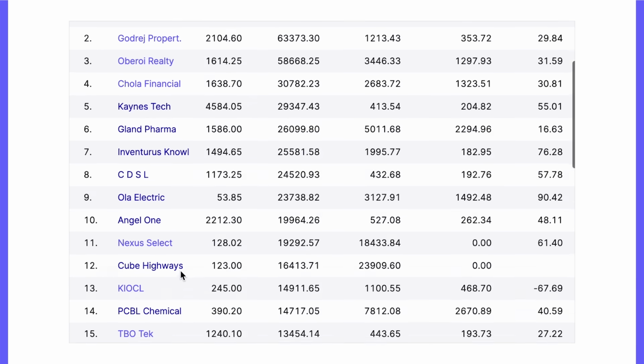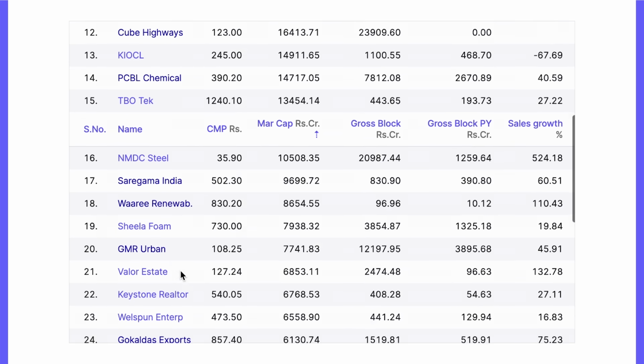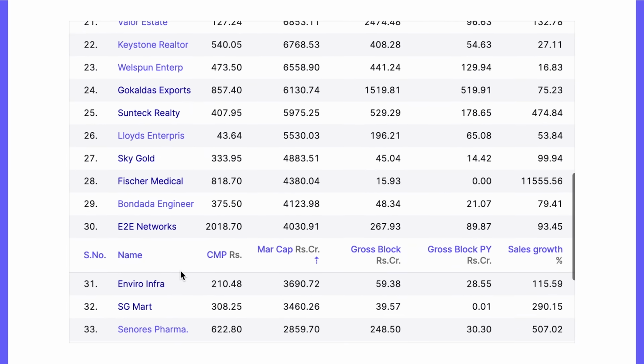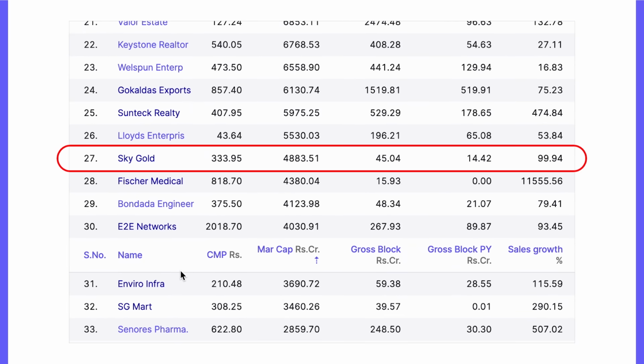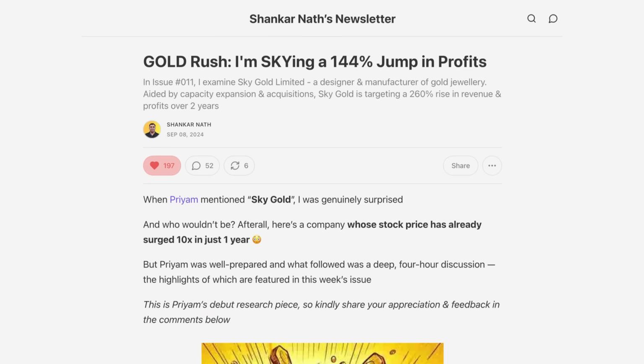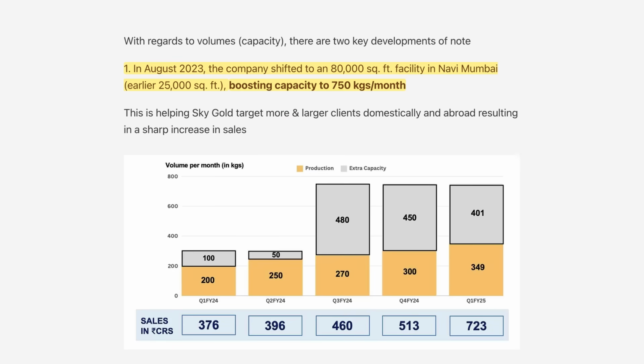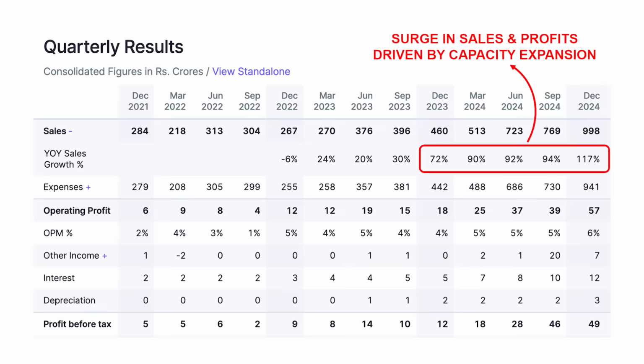Okay, so that's a lot of companies. Let me sort it by market cap. And oh, okay, so we have Sky Gold here. Please recall I had featured Sky Gold in my newsletter, and the core of that story was an increase in capacity when the company moved from a 25,000 square feet facility to the present one that is 3 times the size. This led to a big jump in sales and profits, and that's the kind of businesses that we want to identify as a result of this simple query.